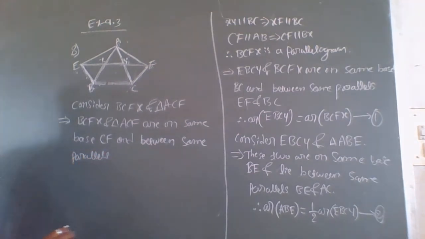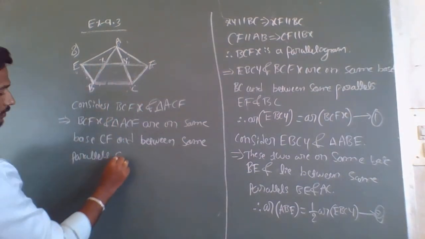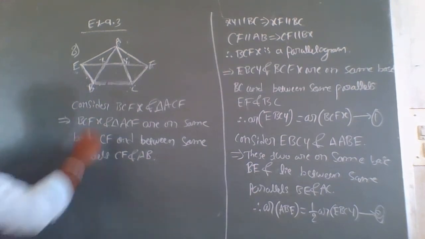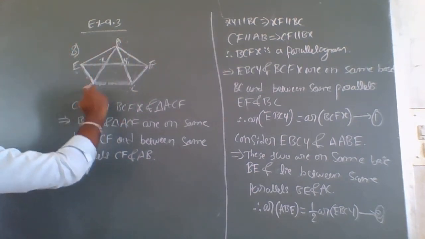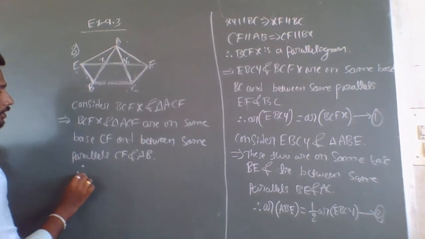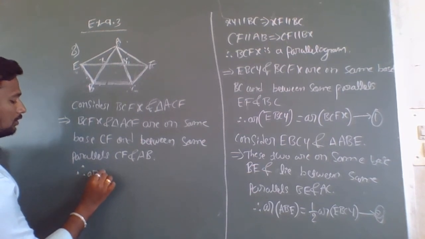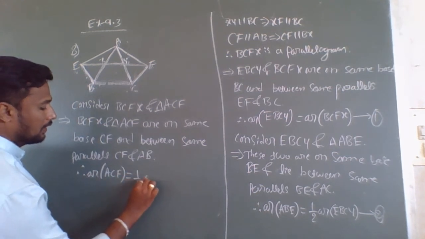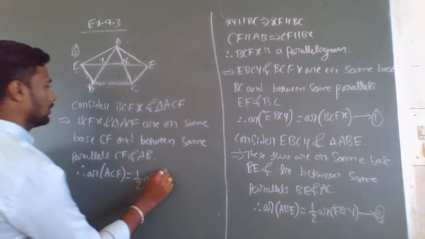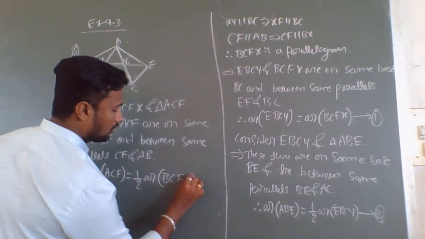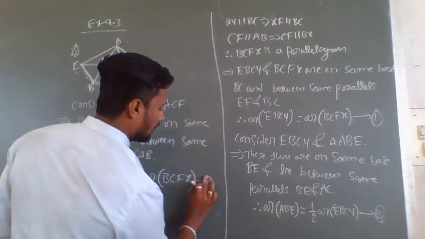What are the parallels here? CF and AB. So again this triangle ACF and parallelogram BCFX are on the same base CF and between the same parallels. Therefore, what you can write here? Therefore, area of triangle ACF equals half of the area of parallelogram BCFX. So I will consider this as 3.